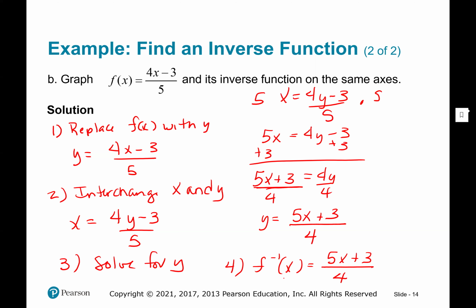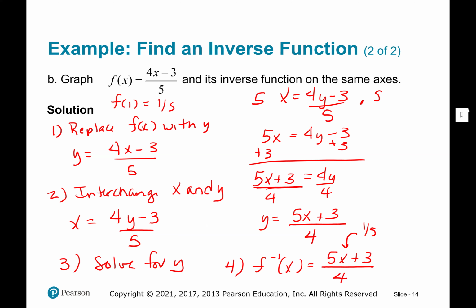If I input 1 here, f of 1 is what? A fifth? 4 minus 3 is 1. 1 over 5 is a fifth. If I input a fifth right there, what happens? 5 times a fifth is 1. 1 plus 3 is 4. 4 divided by 4 is 1. So do they do exactly the opposite of each other?